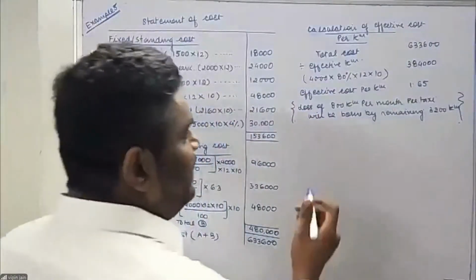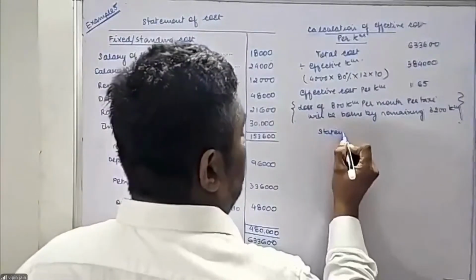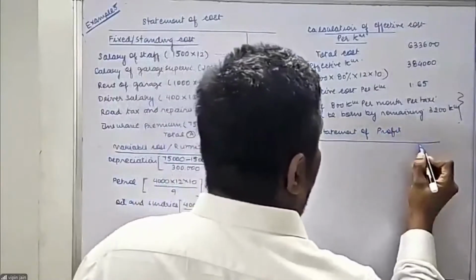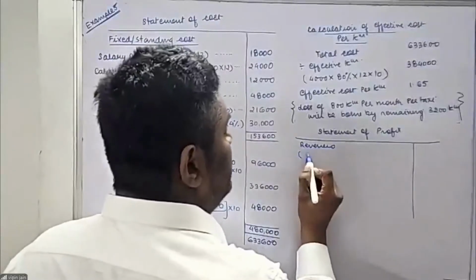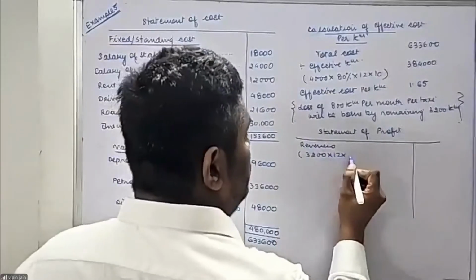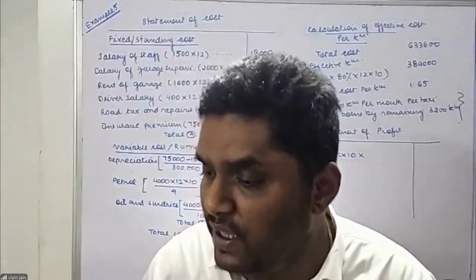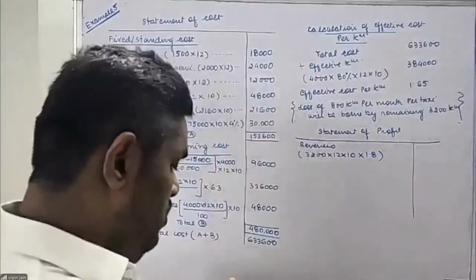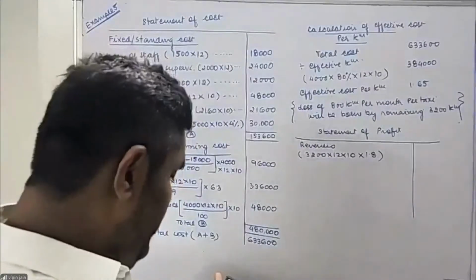Further, when talking about the profit the company is going to make, the statement of profit is very simple. How much revenue are we getting? For 3,200 kilometers per month, we are getting some fare, into 12 months into 10 taxis. And how much fare are we getting? Very simple, guys: 1.8 per kilometer. So 3,200 kilometers into 10 taxis into 12 months, multiplied by 1.8.